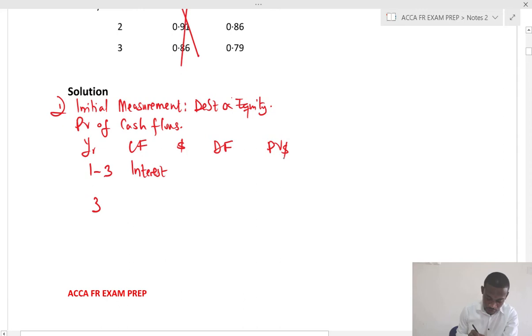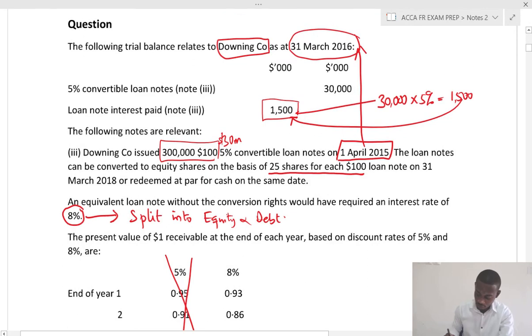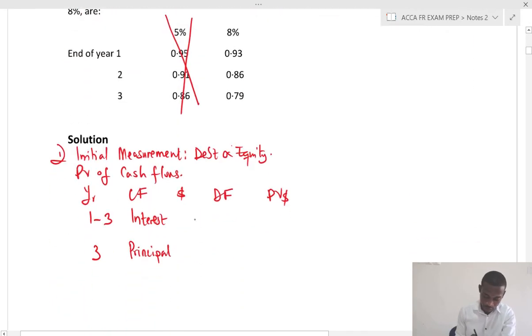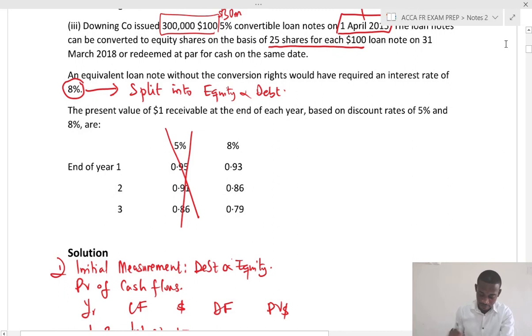Now, please watch this. The year 3 would be the principal. And it means that the interest, which is calculated as 1,500 a year, which is the coupon, which is the cash flows on the instrument, becomes an annuity for the 3 years. So what I'll do here is add up the discount factors we are given to find the annuity factor. So I have 0.93 plus 0.86 plus 0.79, that gives me 2.58, and that is the annuity factor.